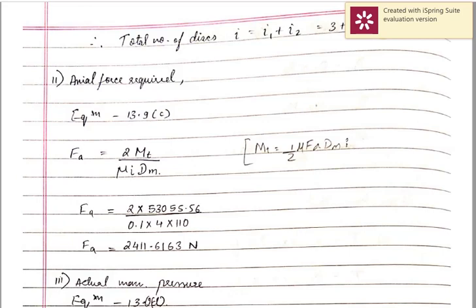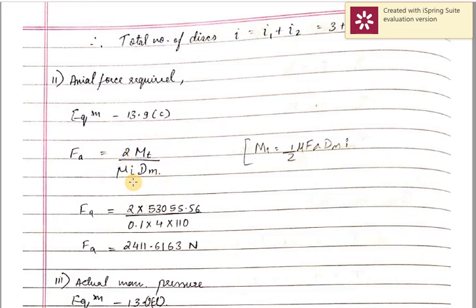So the second bit in the question is finding the axial force required. For uniform wear theory, we have equation number 13.9e. So this is 13.9e again. We have this equation Mt is equal to 1 by 2 mu into F into dm into number of active surfaces. Writing this for Fa, that is axial force, we can write it as 2Mt divided by mu I into dm.